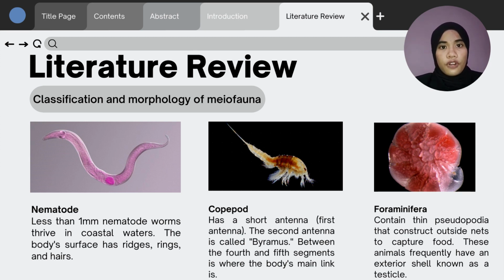The last one is Foraminifera. Foraminifera contain thin pseudopodia that construct outside nets to capture food. These species frequently have an exterior shell, known as a test, that protects them.